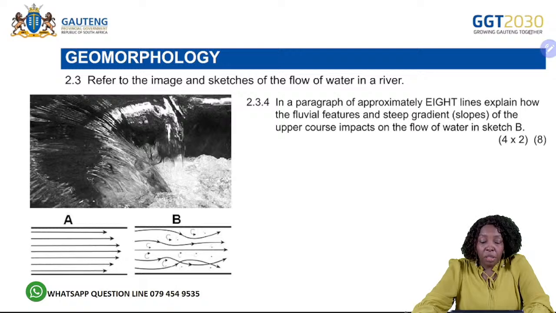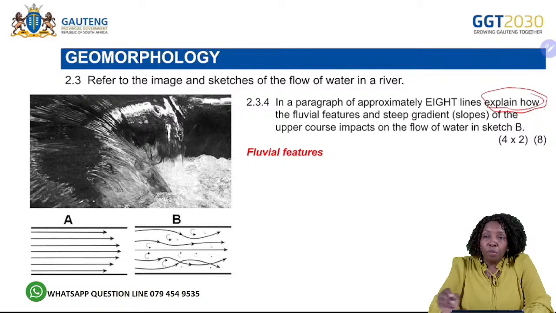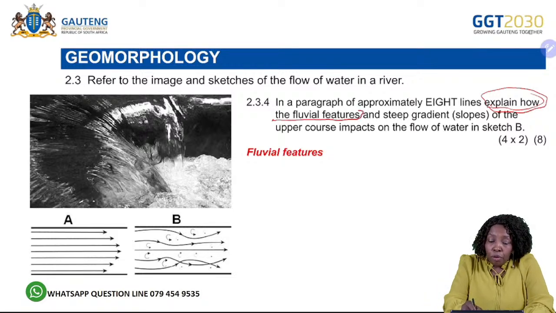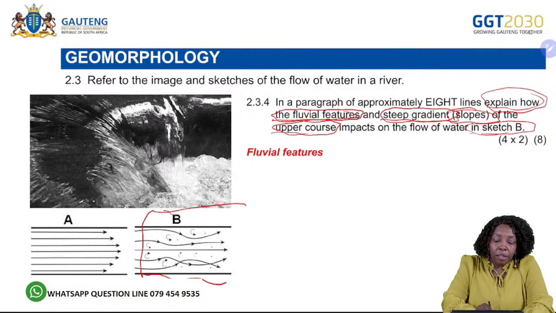Right, the next question. In a paragraph of approximately 8 lines, explain how. Remember, boys and girls, you must always have your highlighter in the exam room so that when you get to questions like this, you highlight the question part. Explain how the fluvial features and the steep gradient. So here now, you've got two parts of what it is that you should look at. We're looking at the fluvial features, and then we're also looking at the steeper gradient or the slopes, where on the upper course, how they impact on the flow of water in sketch B. So your focus now is here.